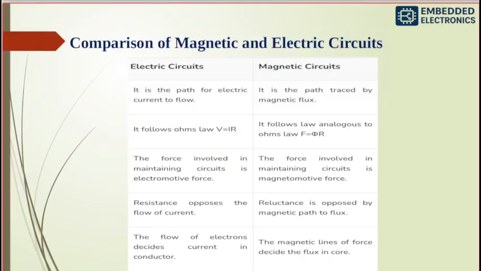So in the electric circuit the current is flowing, right? Electric current is flowing, but in the magnetic circuit the magnetic flux is flowing. So we have Ohm's law for the electric circuit, V equals I R, but in the magnetic circuit we have F equals phi into R. And in the electric circuit the force involved in maintaining the circuit is the electromotive force, but in magnetic circuits we have magnetomotive force.